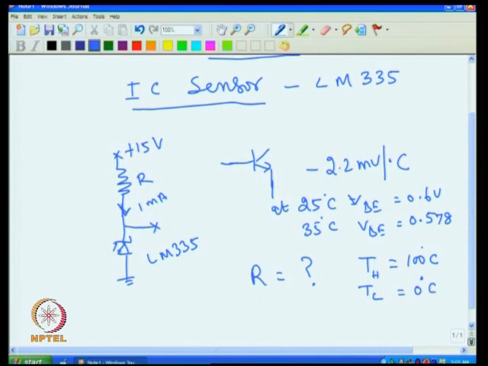That means I should look at this point: what voltage will I get at 0 degree C, and what voltage will I get at 100 degree C? Now, if you look at the data sheet of this LM335, it says that it gives a voltage across this sensor of 10 millivolt per degree K. For example, at 0 degree C, the voltage across the sensor will be 2.73 volt.